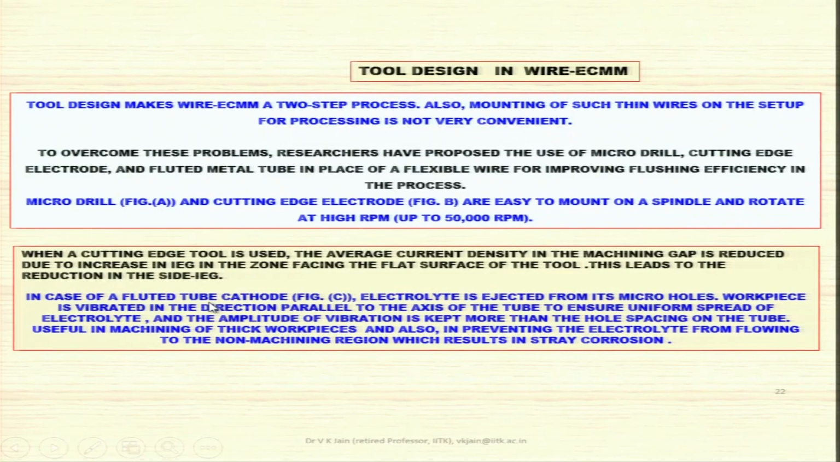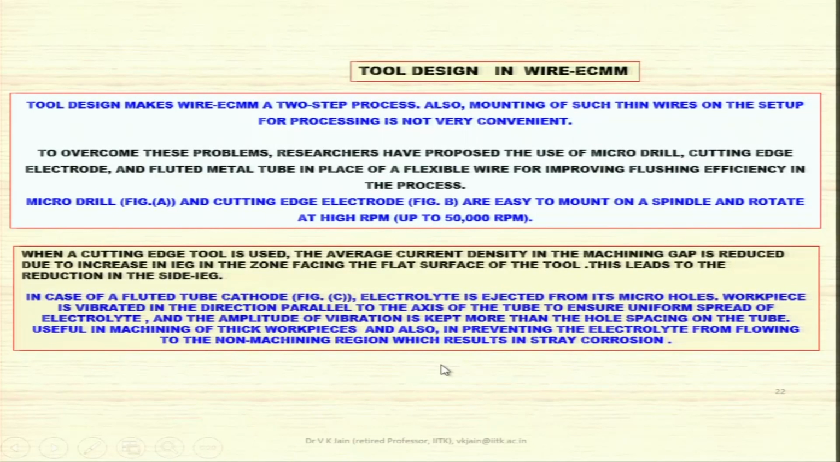In case of a fluted tube cathode, figure C in the earlier slide, electrolyte is ejected from the micro holes. Workpiece is vibrated in the direction parallel to the axis of the tube to ensure uniform spread of electrolyte. This is very important, and the amplitude of vibration is kept more than the hole spacing on the tube. Useful in machining of thick workpieces and also in preventing the electrolyte from flowing to the non-machining region, which results in stray corrosion.